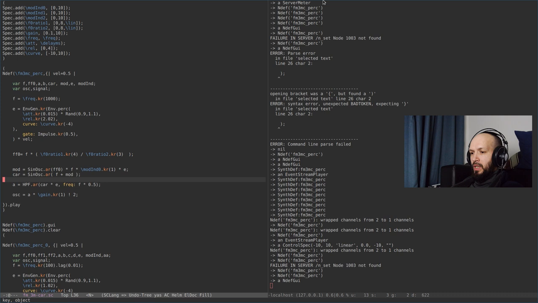So here we have a modulator, which is a sinusoid with the frequency assigned to variable FF0, and whose amplitude is multiplied by the carrier signal frequency, and by the mod index control signal, and then it's multiplied by the envelope generator signal. And the carrier correspondingly is a sinusoidal signal with the frequency F, which is our fundamental frequency, and the modulator's output added to it.